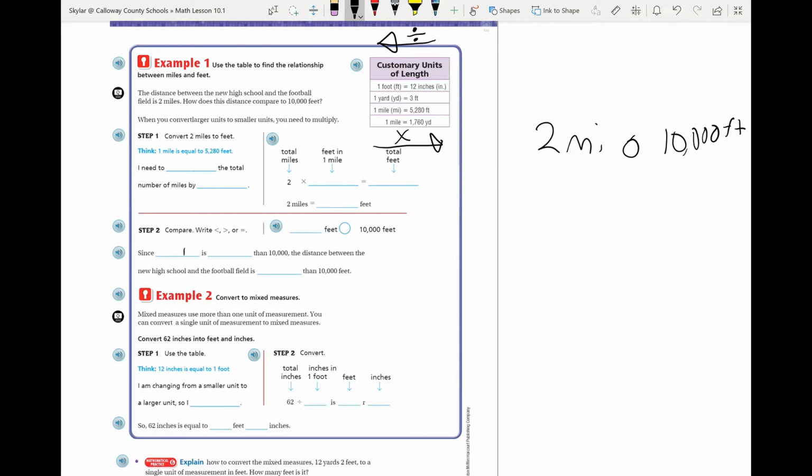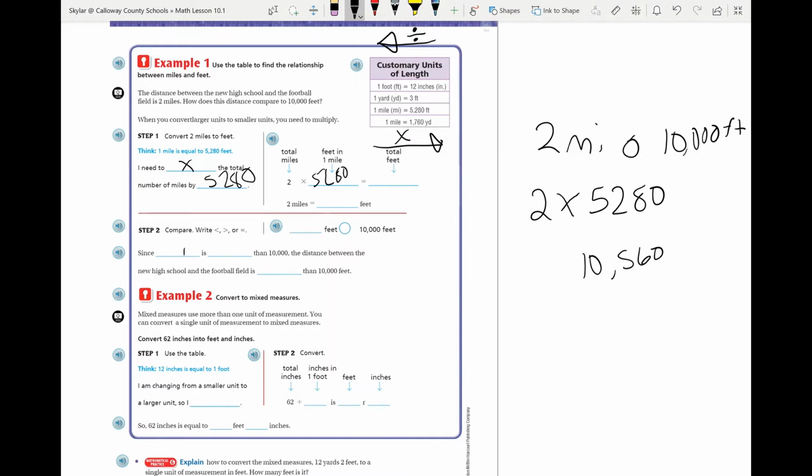So let's convert both of these to feet. To do that, because we're going from a bigger unit, miles, to a smaller unit, feet, you need to multiply the total number of miles by 5,280. So 2 times 5,280 is going to give us 10,560.